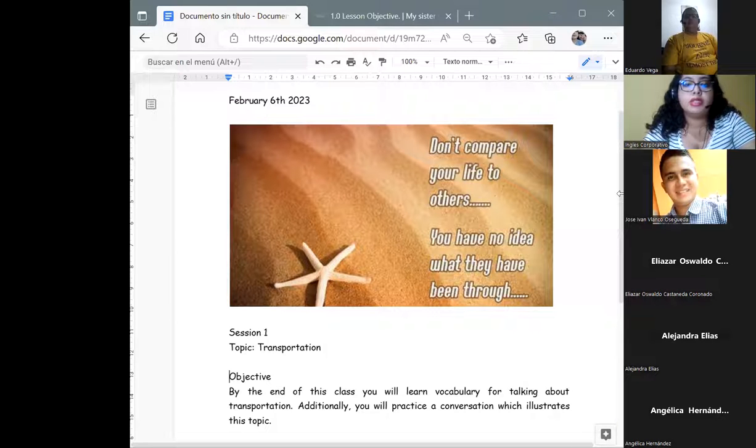Este es el documento, este es el inicio del documento. And I like to share this kind of phrases with you. So we are going to have four different phrases because I'm going to share with you one phrase every week. Siempre vamos a tener una frase de esto al inicio de la semana. Así que vamos a tener cuatro frases diferentes.